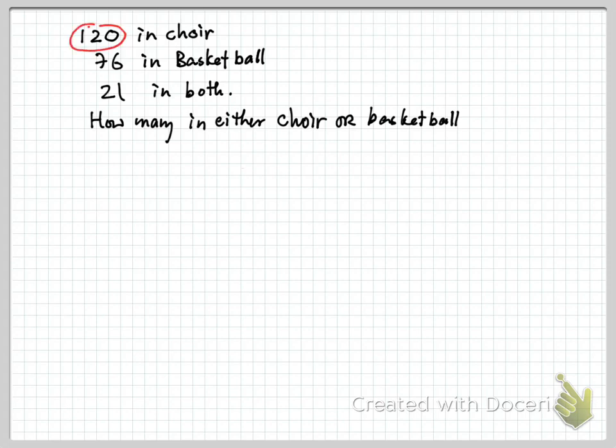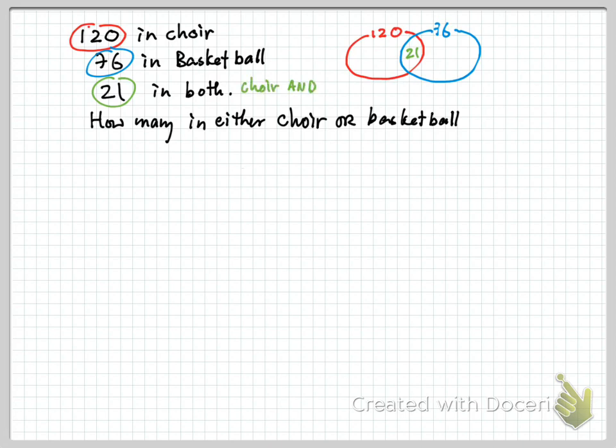We have 120 in the choir. So in the choir, there are 120 students in this group. And then there are 76 in the basketball, so there are 76 people inside this blue circle. But then we know there are 21 in both of them. So there are 21 of them inside this green region, right? Inside this green region, these 21 are in choir and basketball. So there are 21 in this region.